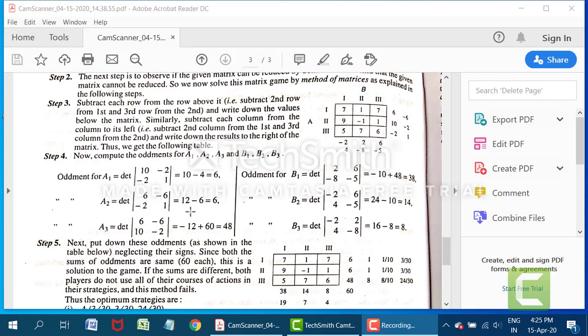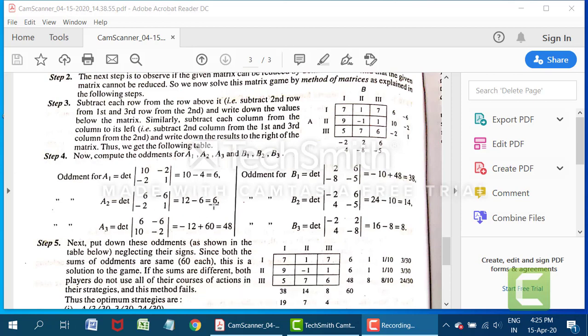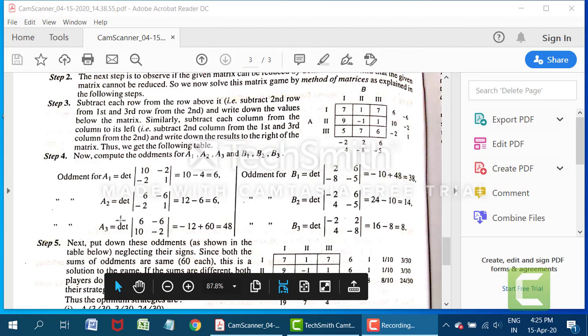So you need to find out: 10, okay. 12 minus 6, right? This one, this minus this.